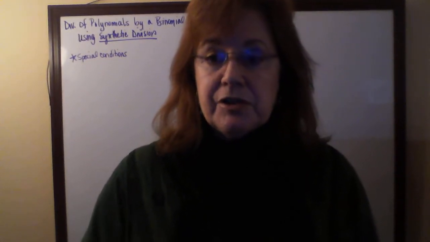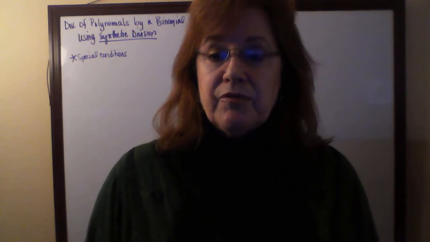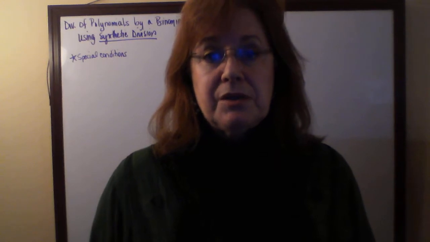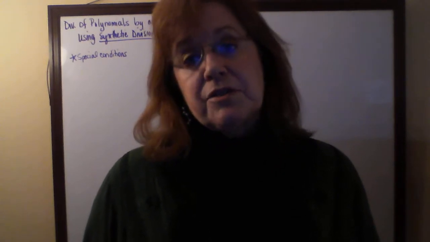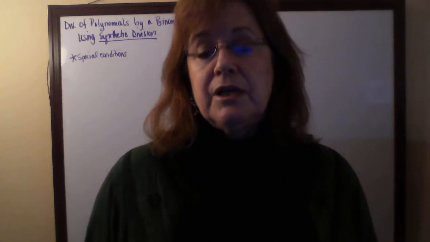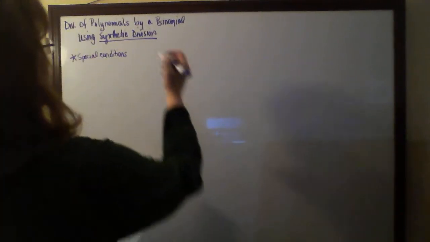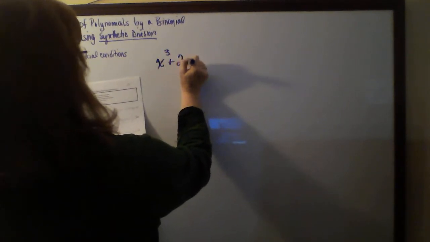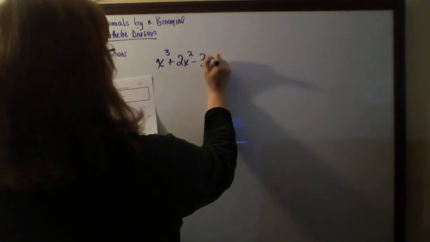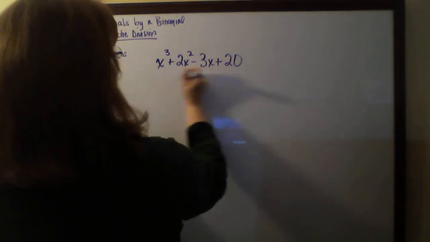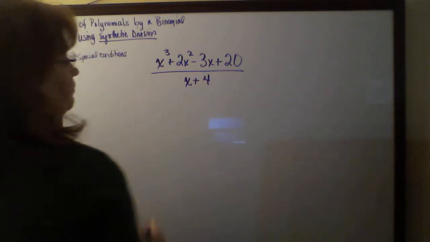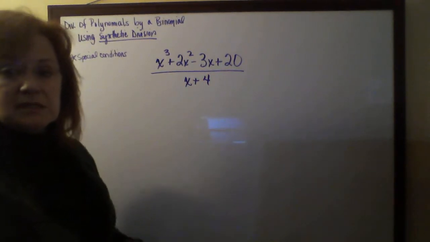Okay, so first example here. First of all, the conditions are the same. You still need to have your polynomials set up in descending order. And if there's any term missing, you need to put in a 0 placeholder. So here's your first example. If I have x to the third plus 2x squared minus 3x plus 20 being divided by the binomial x plus 4.